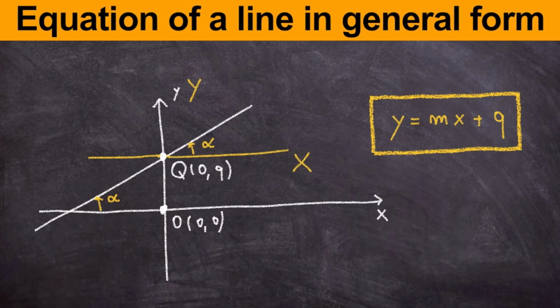In today's video we'll explore how to derive the equation of a generic line in the Cartesian plane. Unlike lines that pass through the origin or run parallel to the axis, we'll focus on lines that intersect the y-axis at some point Q and have a defined slope m. Let's get started.